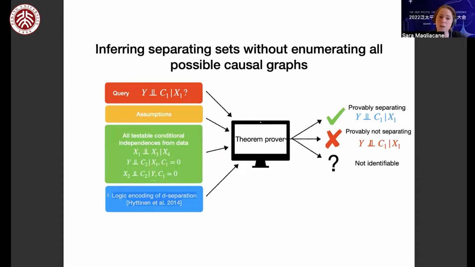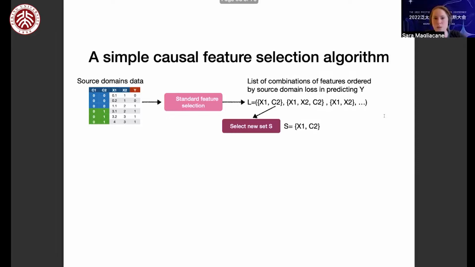And we're going to use d-separation. So in logic, all of this will go into the theorem prover, and the theorem prover will give us three possible answers. Yes, x1 is provably separating, so it's separating in all of the graphs that fit the data. Or no, x1 is provably not separating, which means it's not separating in any of the graphs that fit the data. Or not identifiable, which means sometimes it's separating, sometimes it isn't, we don't know. And we can use this check, which checks which sets of features are stable, in a feature selection algorithm, for example.